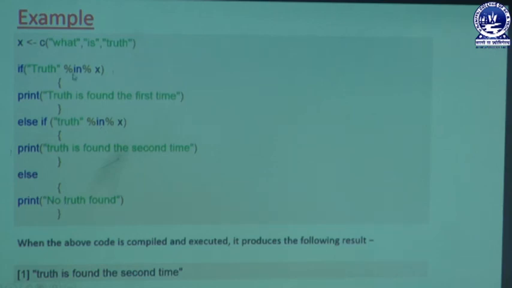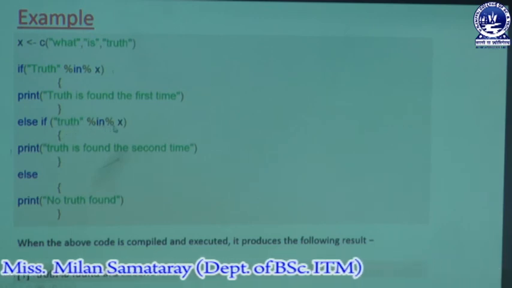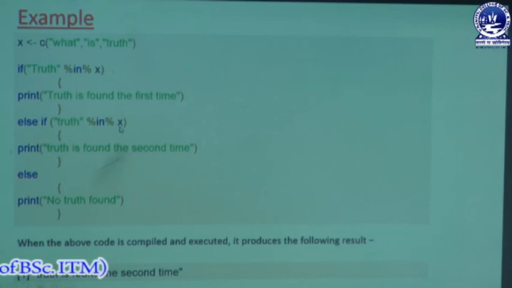So is truth present in x? No, it is false. So the Boolean expression will give the result as false. So the control will come outside of the if block, or you can say it will execute the statements written just after the closing curly braces, and the statement is our else if. So it will go for this, and there is one condition written. The condition will be tested, and the condition is whether truth belongs to x or not. Now you can see truth belongs to x, because this string is similar to these strings. So this Boolean expression gives the result as true.